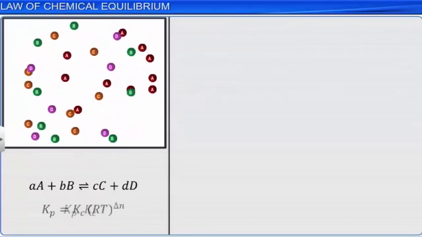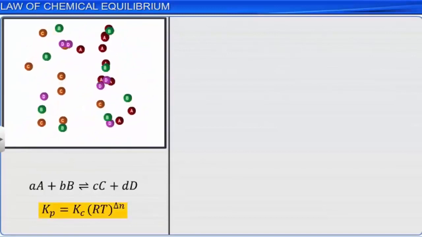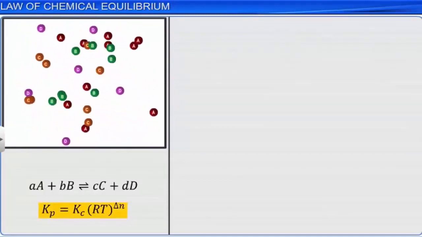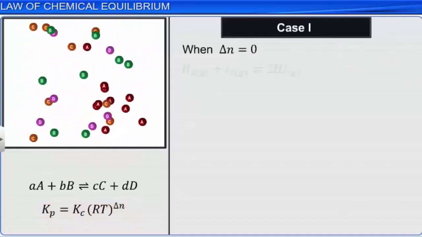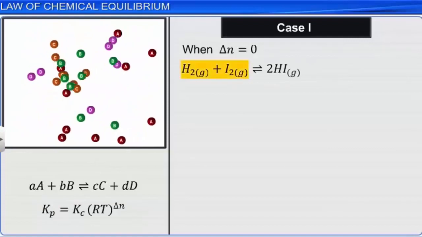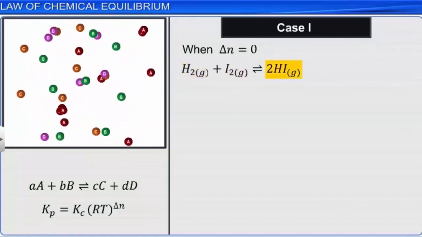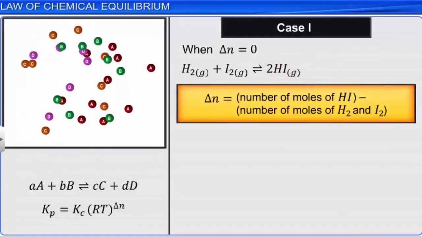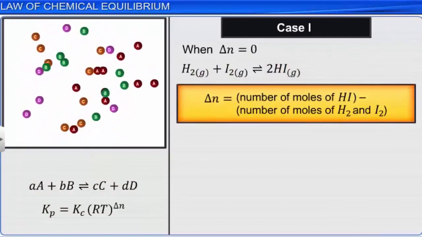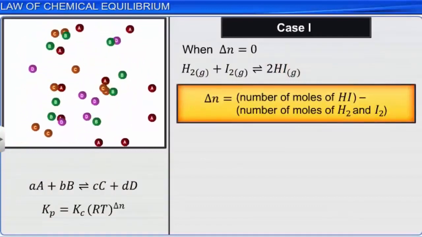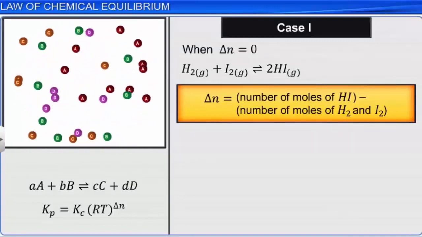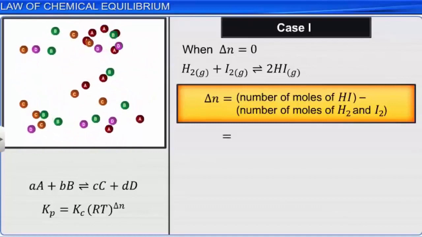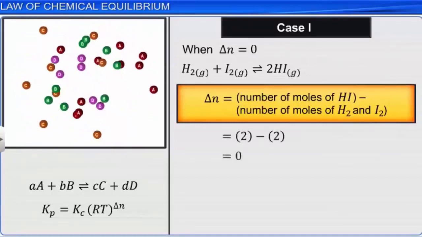Let us see how the relationship between Kp and Kc varies with the difference in the number of moles of products and reactants. Case 1. When delta n is equal to 0. Consider the reversible reaction of hydrogen and iodine that gives hydrogen iodide. For this reaction, the difference in the number of moles, delta n, is equal to the number of moles of hydrogen iodide minus the number of moles of hydrogen and iodine, which is equal to 2 minus 2 is equal to 0.